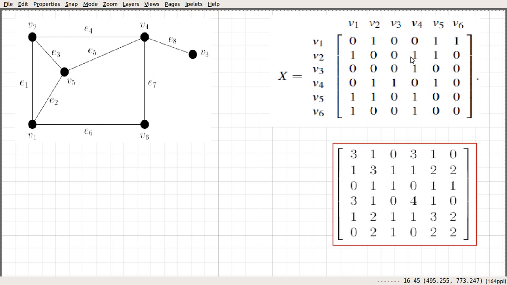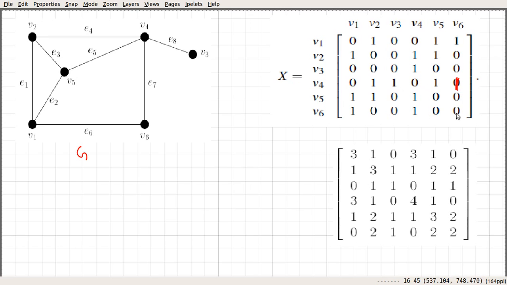Okay, so let's look at an example. Same graph that we discussed in the previous video. So let G be this graph, and this is the adjacency matrix for x. I think I made a mistake there. V4 is connected to V6, so there will be a 1 here, and I think the product is okay. So if you multiply this x times x, you get this matrix.